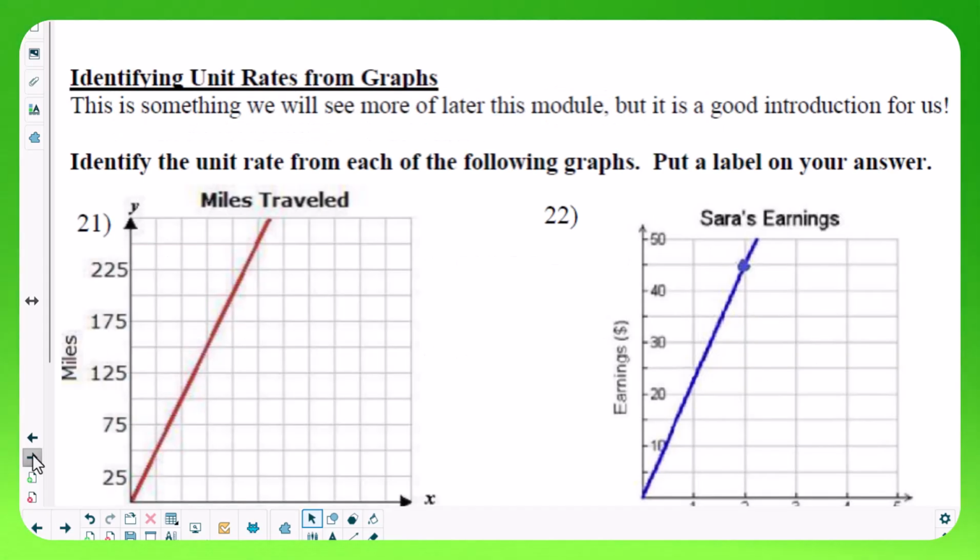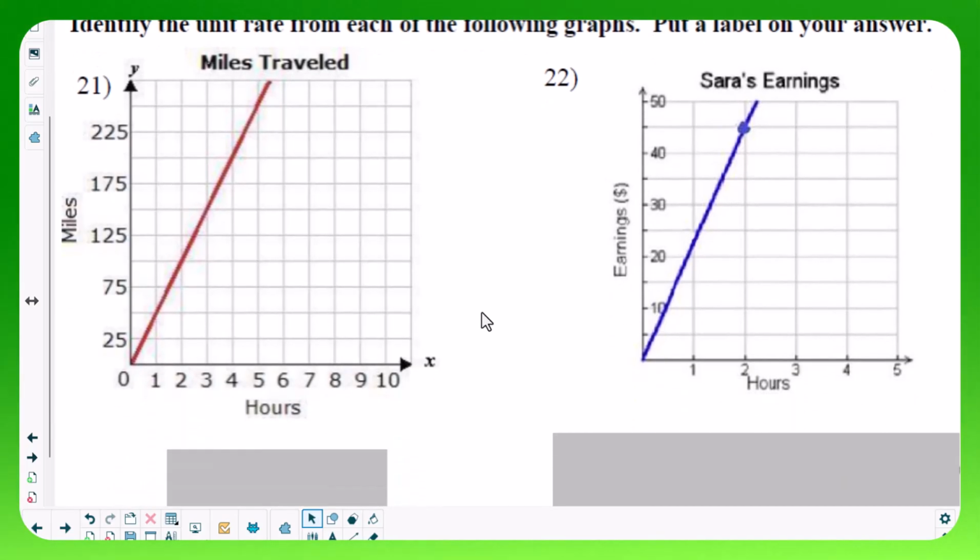All right, now in our next set of questions, we're going to see something that's going to come back later on in the unit, which is identifying unit rates from graphs. So this is something we'll see later on in this unit or module, but it is a really good introduction for us. So in order to identify the unit rate from a graph, we want to look first at what the graph represents. And we're kind of seeing something similar to what we saw in the last question, but in number 21, we are looking at the number of miles that are traveled over a certain number of hours. So when we're thinking unit rate, we're thinking probably miles per hour or the number of miles in 1 hour.